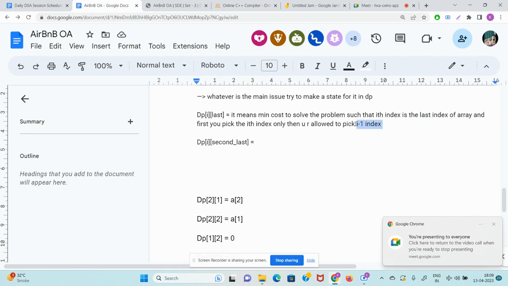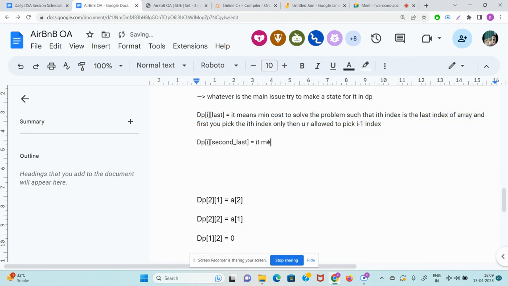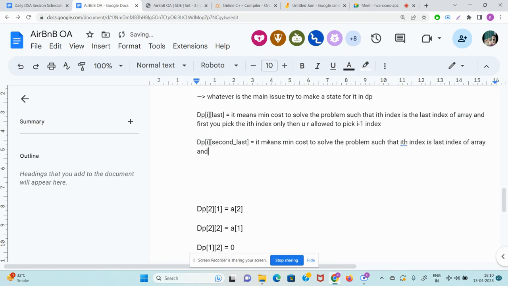It means minimum cost to solve the problem such that the ith index is the last index of the array, and first you pick the I minus 1 index, only then you pick the I index.